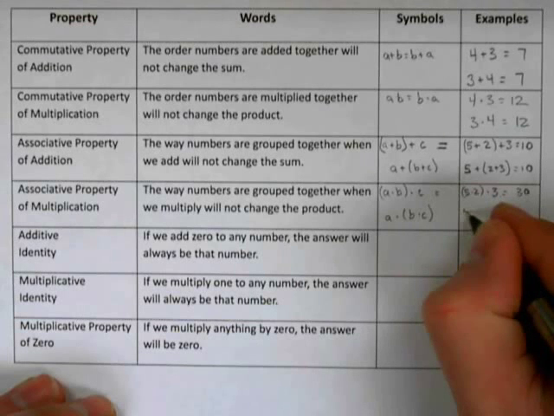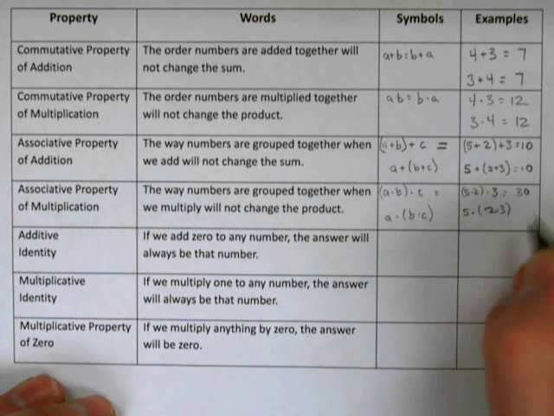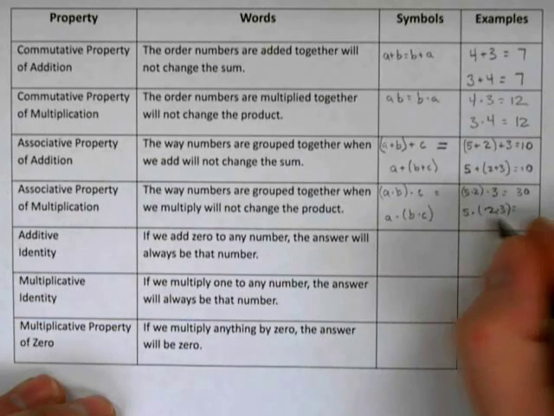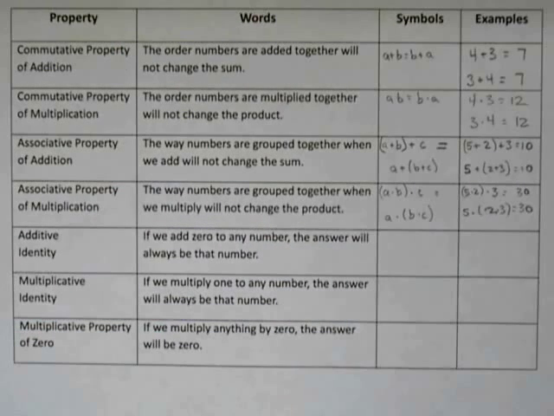Or if we multiply 5 times 2 times 3 first, 2 times 3 is 6, and 6 times 5 is 30. Okay? So the way that the numbers are grouped when we multiply or when we add doesn't change. And that is what the associative property is all about.